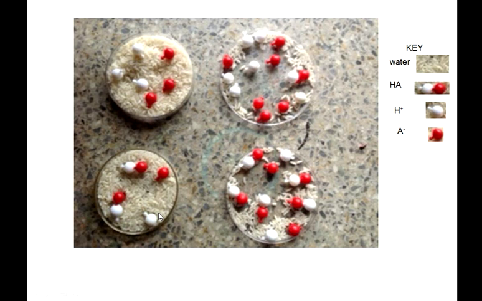The bottom 2 are representing weak acids because most of the molecules are still intact, and in each of the petri dishes we just have a few that have broken up into ions. So that would be representing a weak acid.